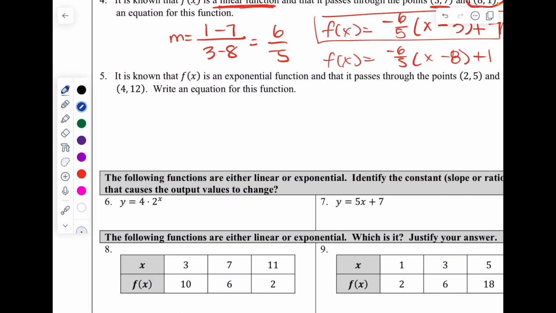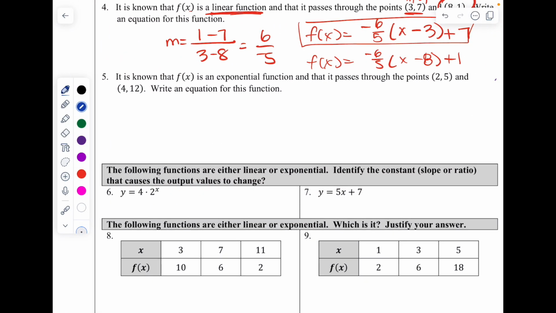Hey guys, so let's go ahead and talk about how we do this on number 5. It's known that the function is exponential. So remember f of x, if it's in exponential form, looks like a times b to the x exponent. And it passes through these points (2, 5) and (4, 12).